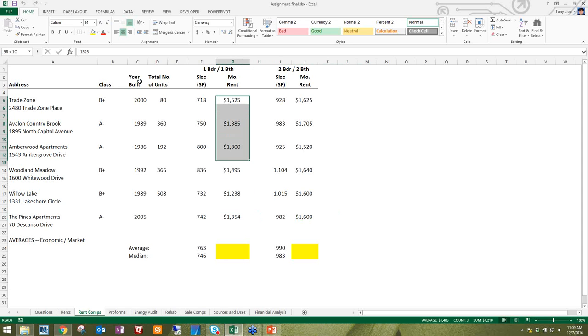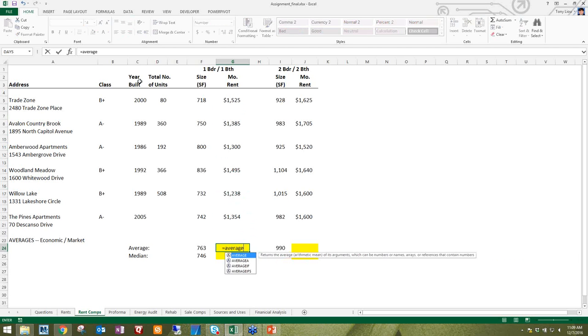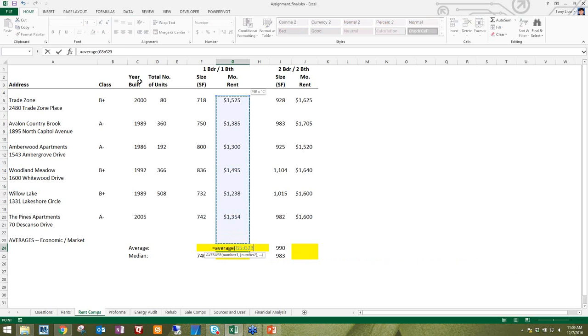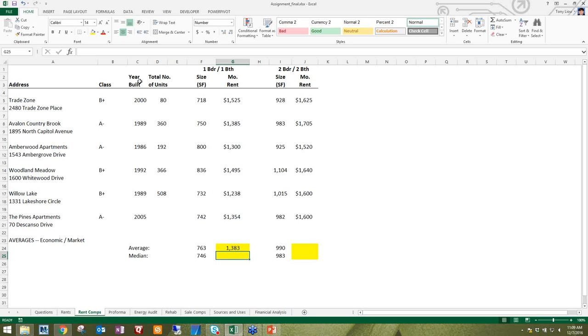Here are the results. One thing you can do is look at the average of all these rents, which is pretty straightforward. You type in the formula equals average of this column, and you get an average rent of $1,383. Sometimes it's interesting to know what the median is, so you type in the median formula, highlight the column, and you have a median rent of 1,370 for the 1-bedroom, 1-bath. Then you can do the same thing for the 2-bedroom, 2-bath.